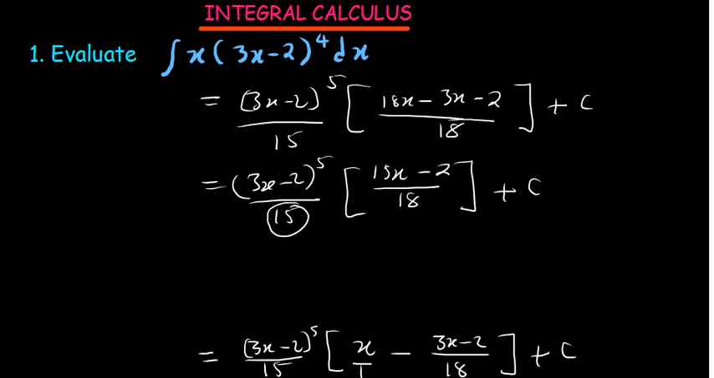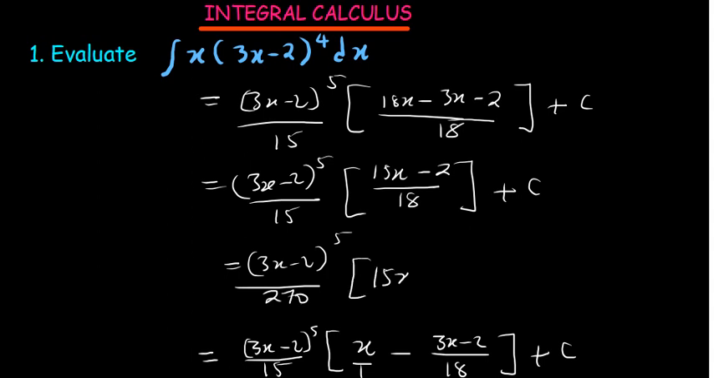Another thing we can do is simply multiply this one and this one. Okay, so that is going to give us (3x - 2) raised to the power 5, and then in the denominator, if we multiply 15 by 18, that is going to give us 270, and that is going to be (15x - 2) plus a constant c. So this is going to be the integral in the very simple form that we can leave it. So let's go to the next one.